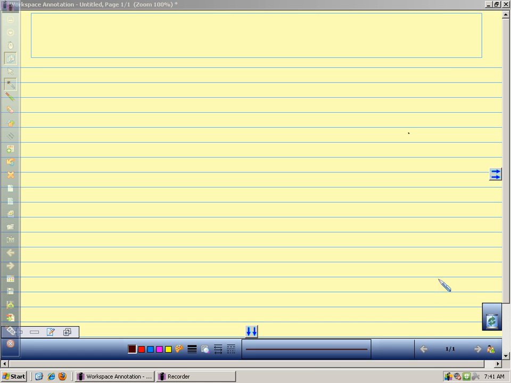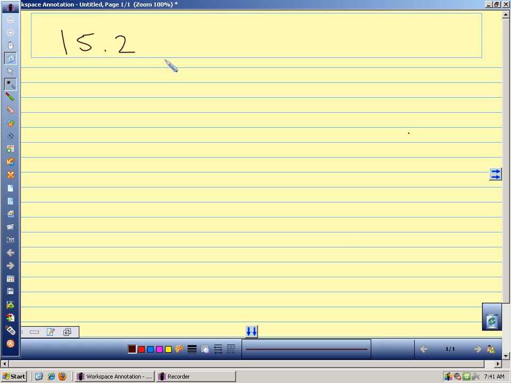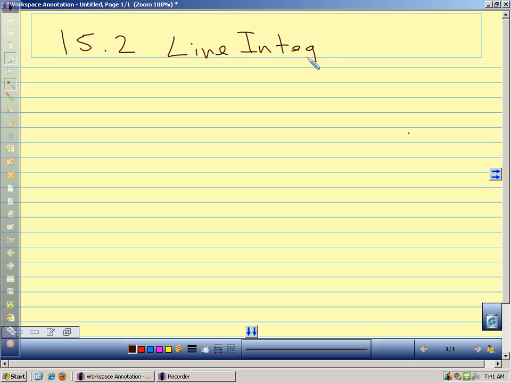All right, so we're in the second part of 15.2. And we're going to talk about line integrals again on vector fields. So yesterday we talked about line integrals on scalar fields.